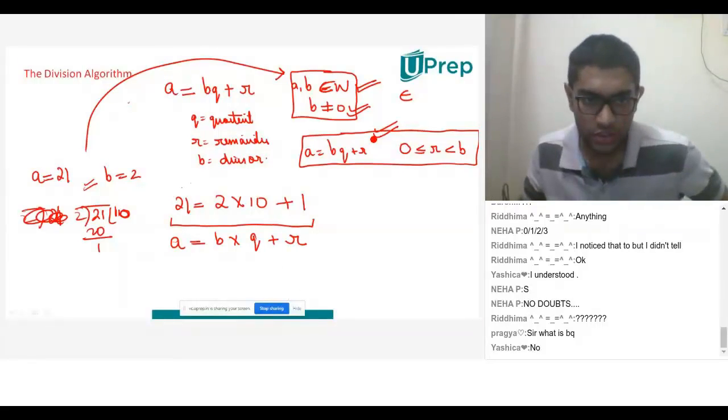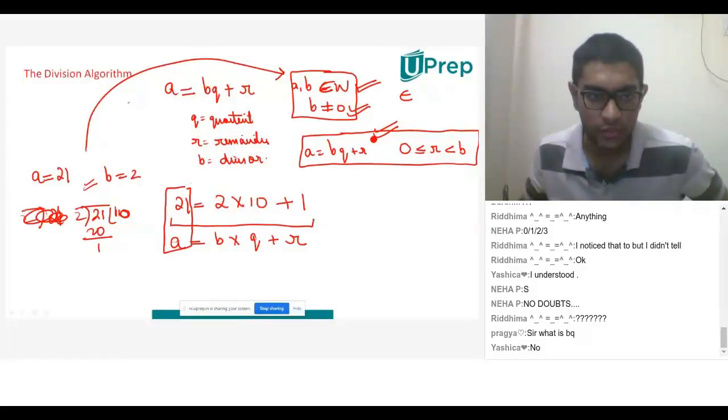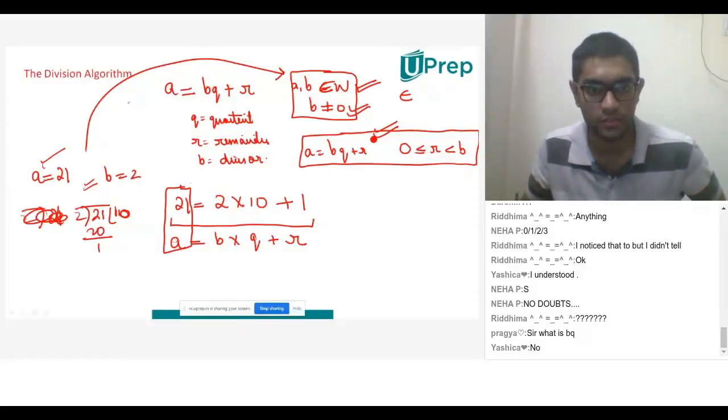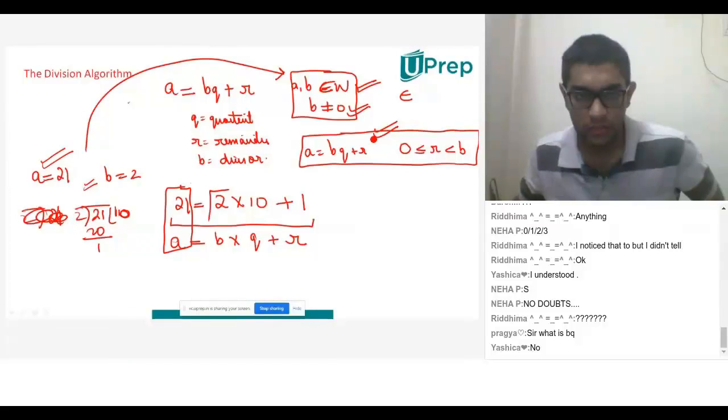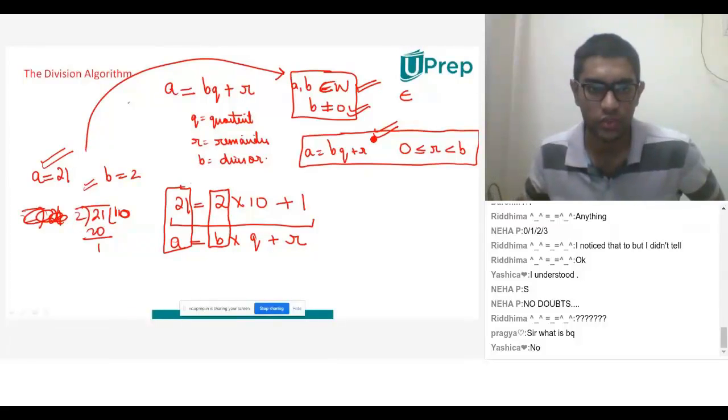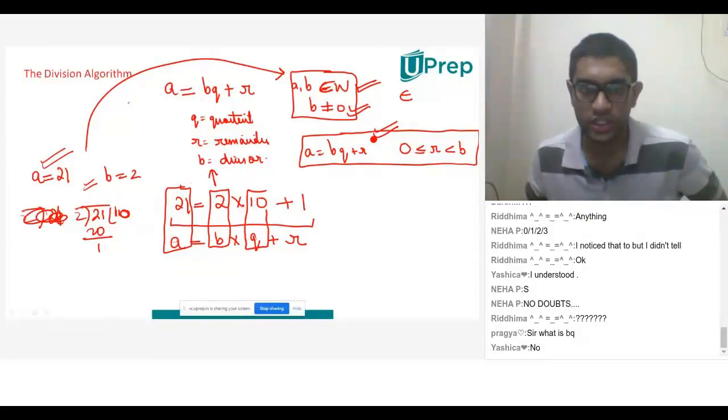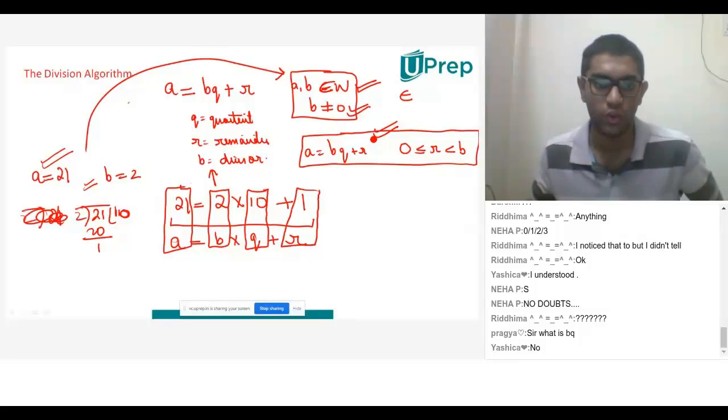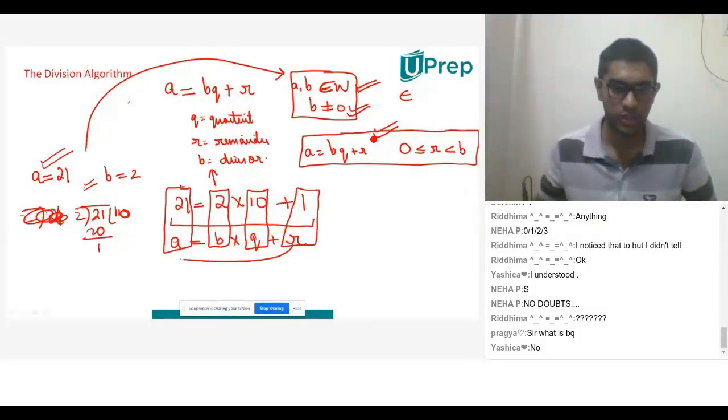Can we draw a relationship? A is 21. That is what we had written. B is 2. That was the divisor. We got the quotient as 10. What was the remainder? 1. Remainder 1.